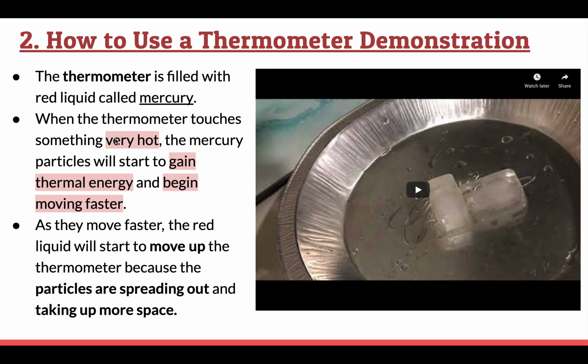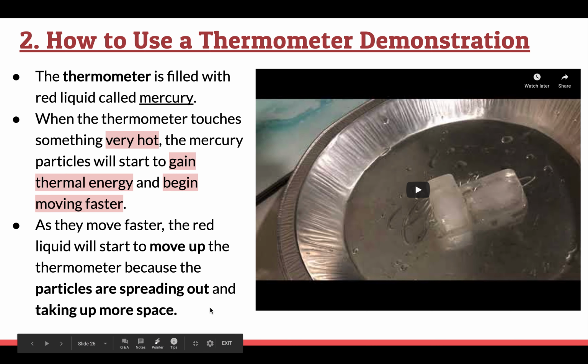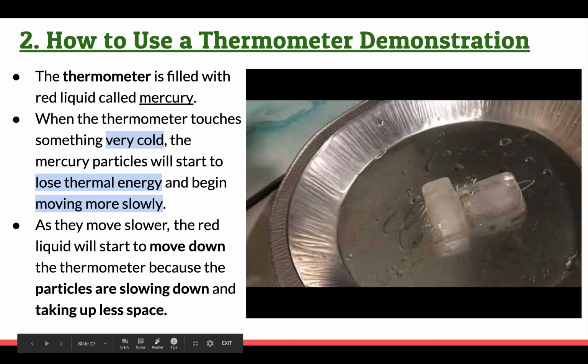Alright, so one more time. When the thermometer touches something very hot, the mercury particles will start to gain thermal energy and move faster. As they move faster, the red liquid would start to move up because the particles are spreading out and taking up more space.